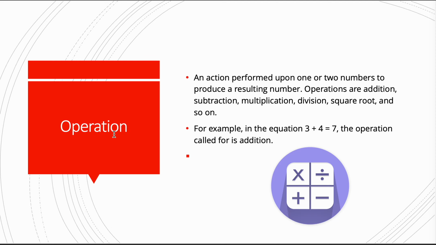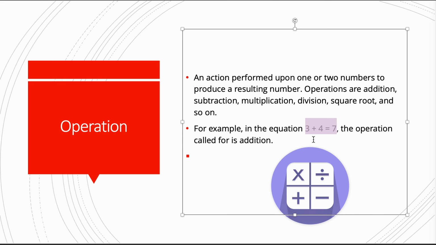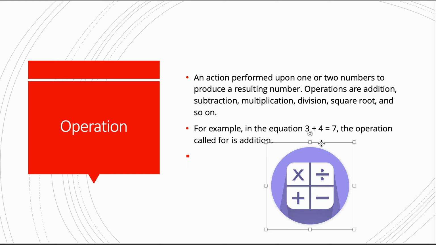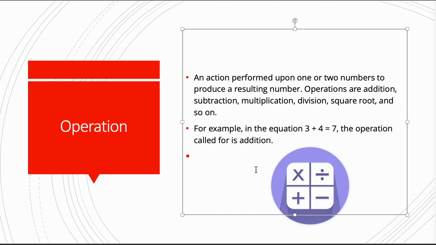An operation is not something like a doctor performing or a surgeon operating, but something that is happening between two numbers. So here is an example. You have 3 plus 4. This plus is telling you what to do with 3 and 4. So that is an operation.